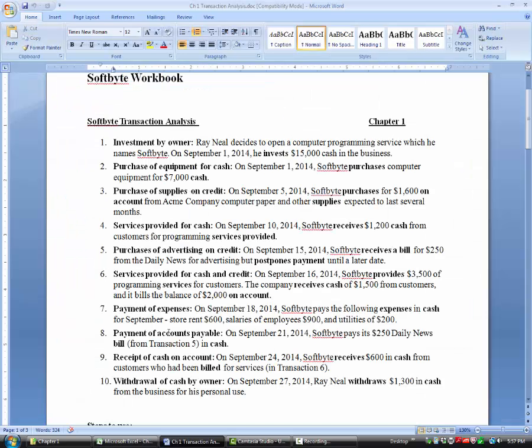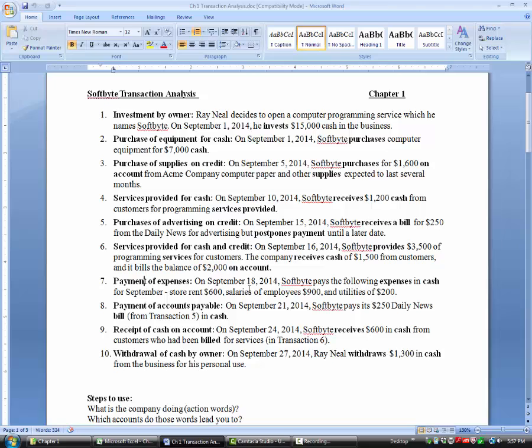Moving on to transaction number 7, we see that there's a payment of expenses. So on September 18th, 2014, Softbyte pays the following expenses in cash. So there's a cash payment. Remember what I said, cash is a fact. If cash gets paid, then we will have to decrease our cash account. It's just like you paying your rent or something in cash, you will have less cash in the bank.